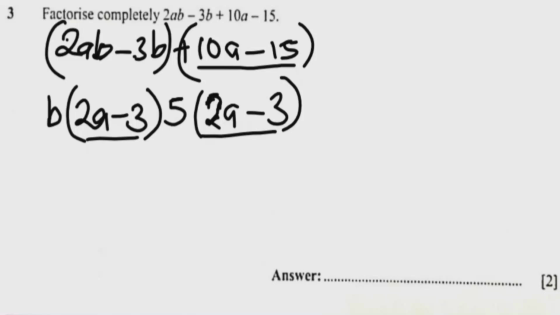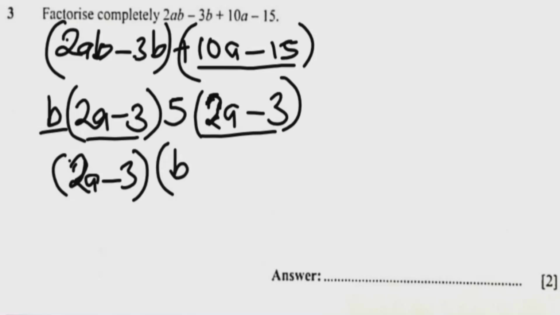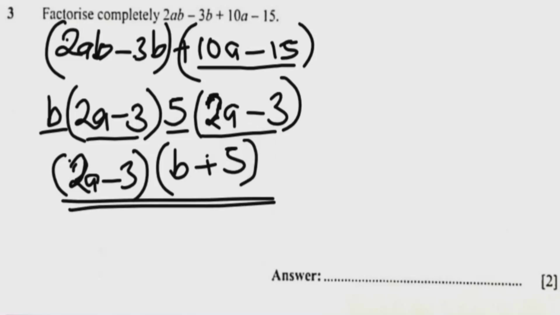So how do we go about it? First I'm going to record what is in the bracket, 2a minus 3, close bracket. Then I'm going to open bracket, then take this factor, which is b, and this factor, which is 5. So it's b plus 5. Then we put it in a bracket. And this is the final answer.